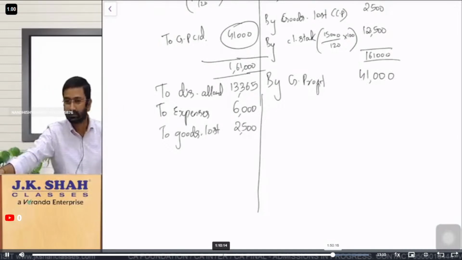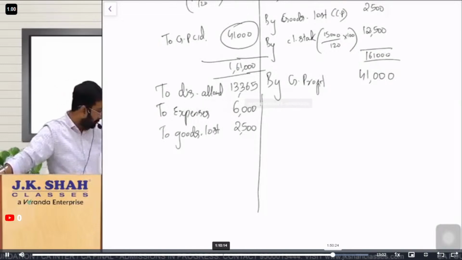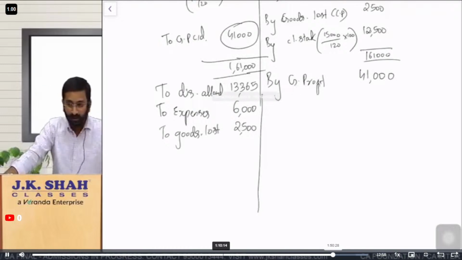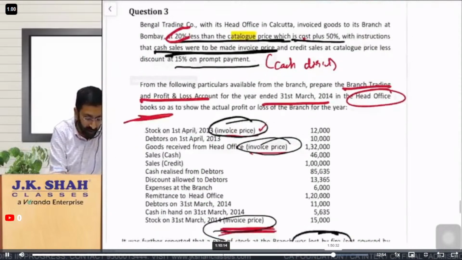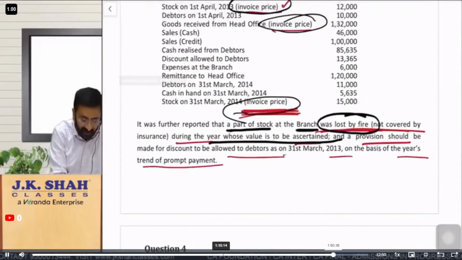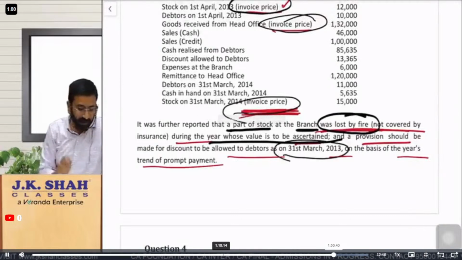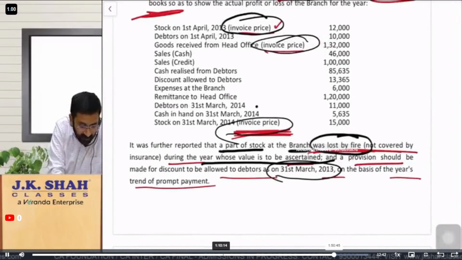Next, read the last sentence of the question. That will carry 3 marks in this question. What is the last sentence, guys? You have to create a provision for discount to be allowed on debtors as on 31st March 13.